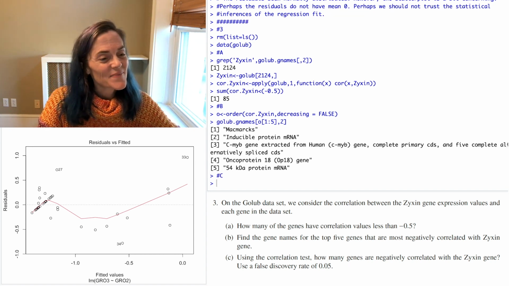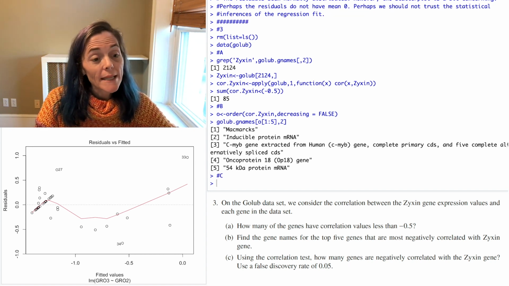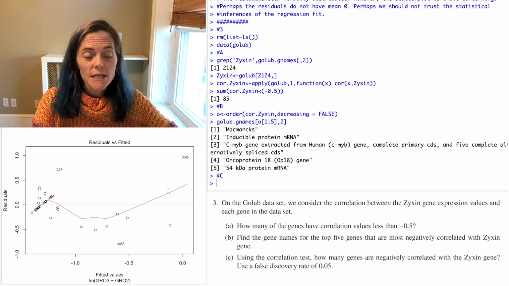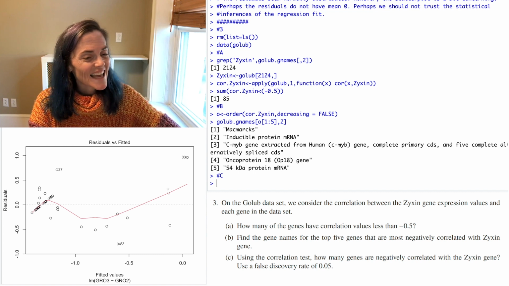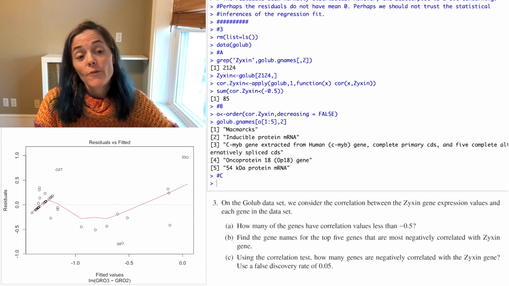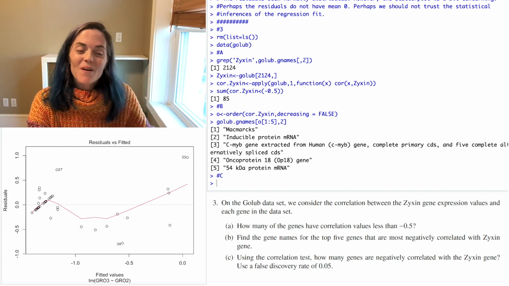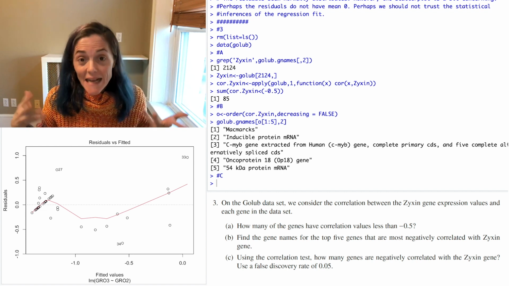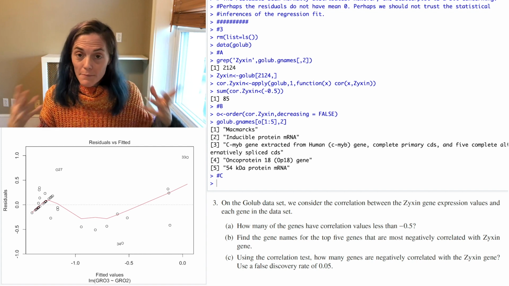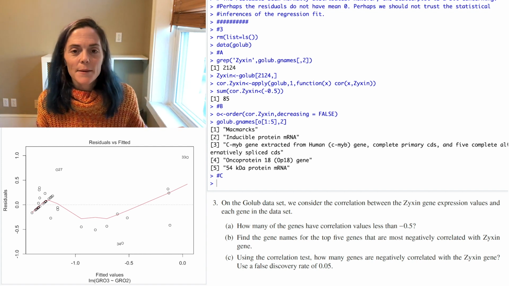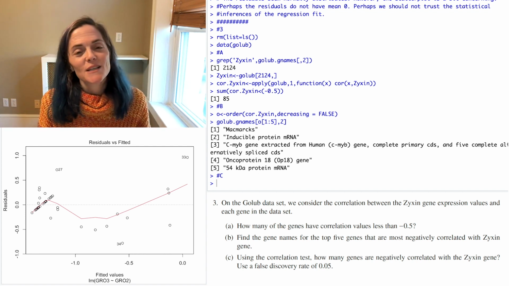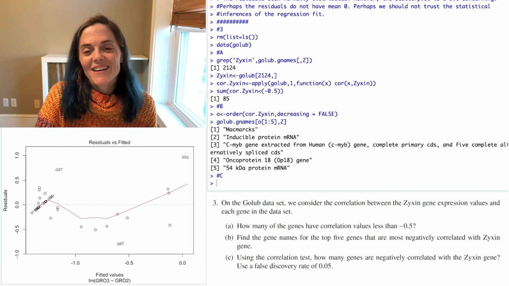Letter C. Using the correlation test, how many genes are negatively correlated with this ZYXIN gene? Use a false discovery rate of 0.05. Okay, this is a wonderful example where we are performing a statistical test many times. And so we definitely want to adjust for multiple hypotheses here.